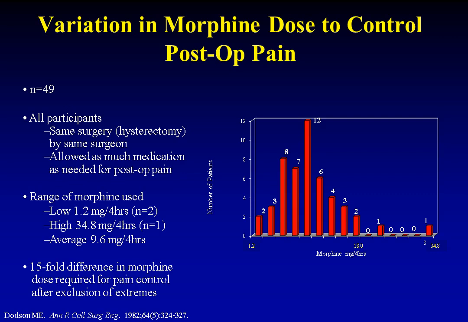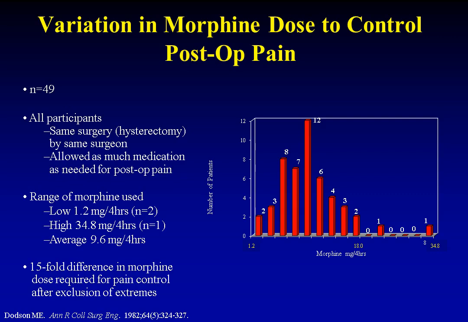Dr. Dodson from England studied 49 patients undergoing hysterectomy. In order to minimize the variable, all the surgery was done by one surgeon using the same surgical technique. The patients were then allowed to use as much morphine as needed to control their post-operative pain. The results were very striking.